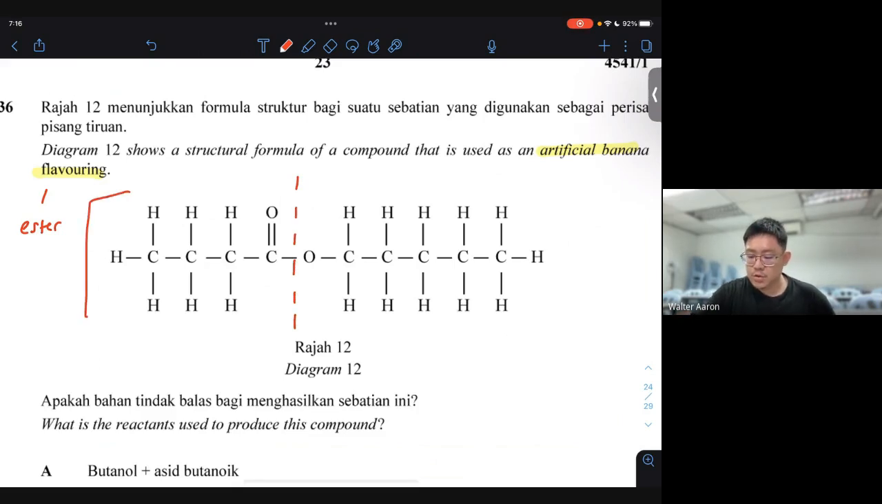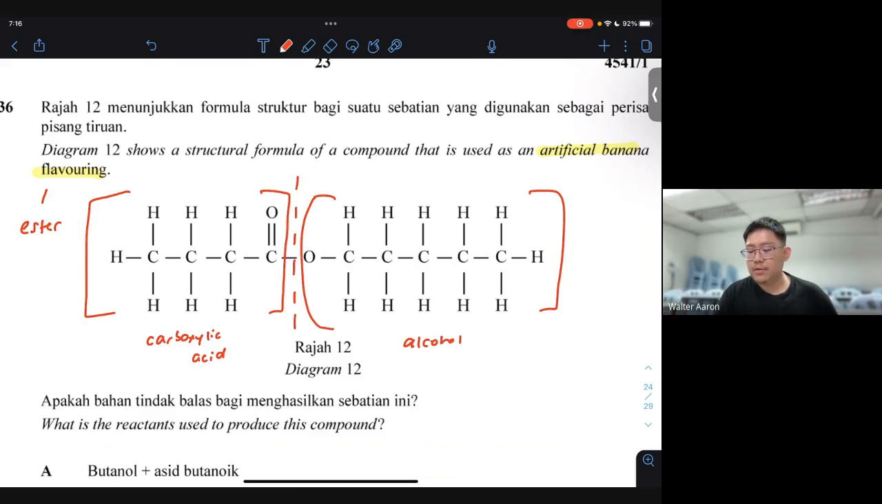So this section over here is for the carboxylic acid. Okay, it's indicated by the double bond to O over here. And then this side over here will technically be the alcohol section. For the naming of esters, we name the alcohol first, followed by the carboxylic acid. So this one will have a 5 carbon atom alcohol.